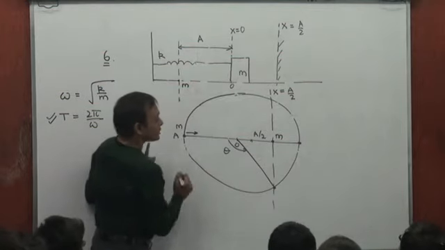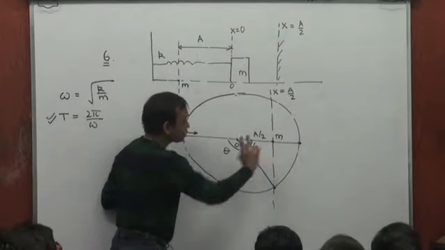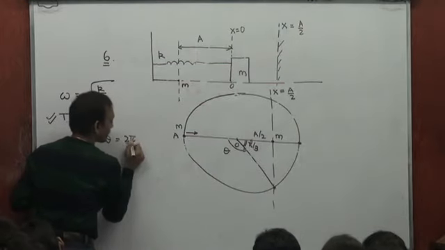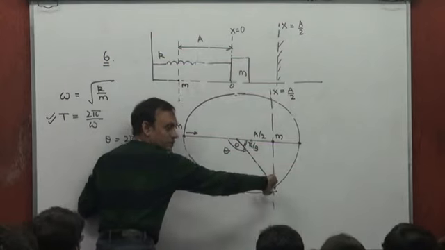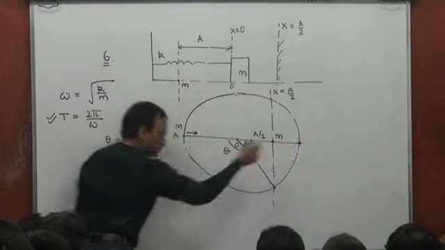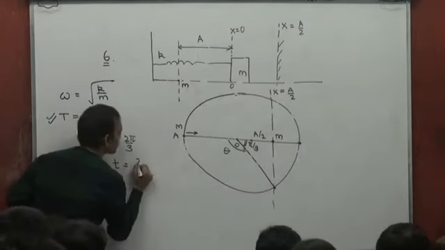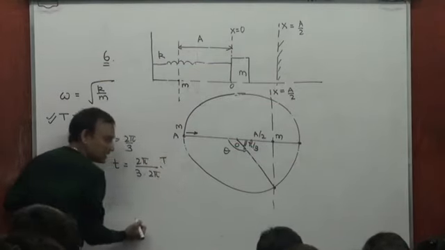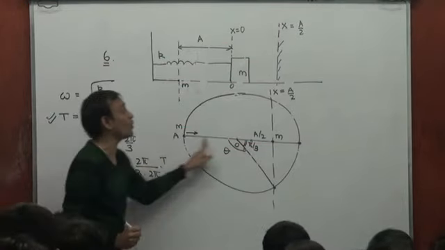Clear? Now, this angle is pi by 3, a by 2 divided by a. So, this angle theta is 2 pi by 3. Therefore, the time taken by the auxiliary particle to traverse this, which is the same as the time taken by the oscillator to hit the wall, to go all the way to the wall, is t equal to theta divided by omega. So, 2 pi by 3 divided by 2 pi by T, which is T by 3. That is the time it takes to hit the wall.